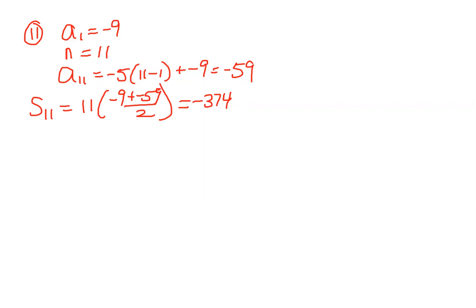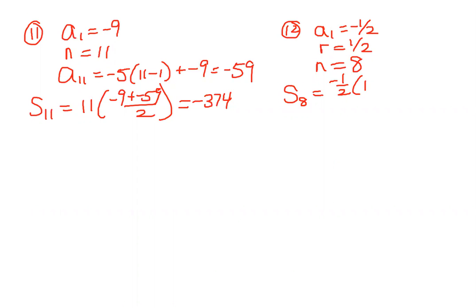Number 12 is geometric. So we have A1, which is -1/2. We have R, which is +1/2. And we have N, which is 8. Okay, geometric's a little bit easier because we don't have to find that last term. So we're going to say -1/2 times 1 minus +1/2 to the 8th, over 1 minus 1/2. And this equals -255 over 256. Look at that, it almost equals 1.